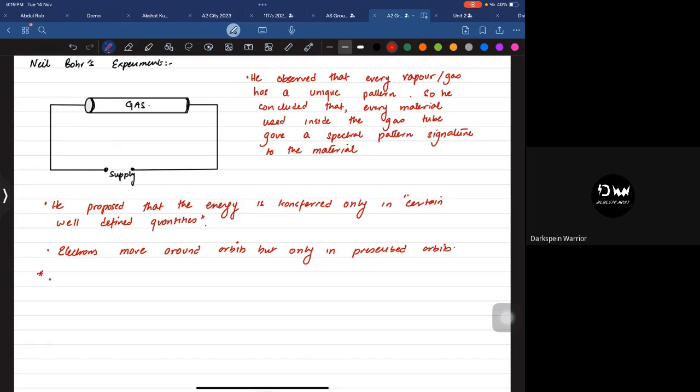So this is the most important point. What I'm writing: when jumping from one orbit to another with lower energy, a light quantum is emitted. Right, kids?